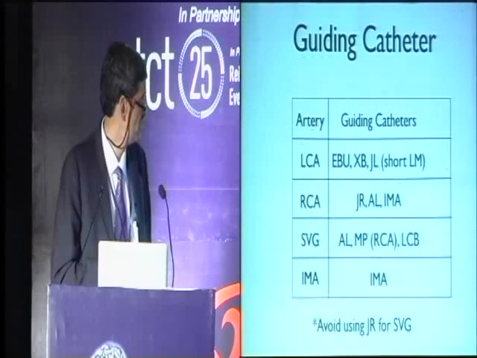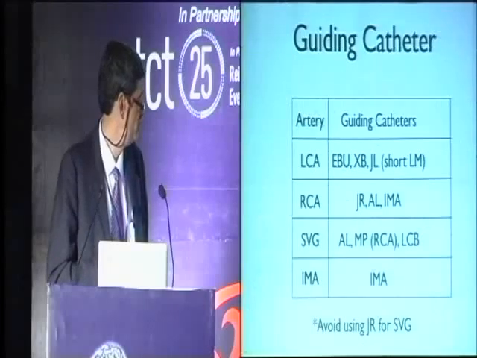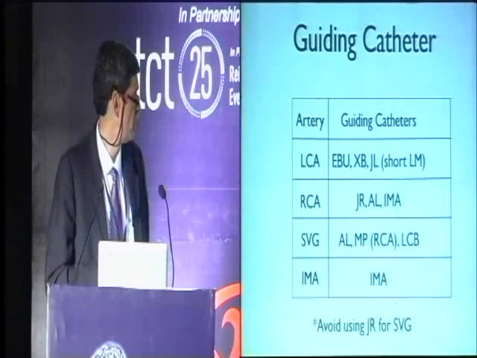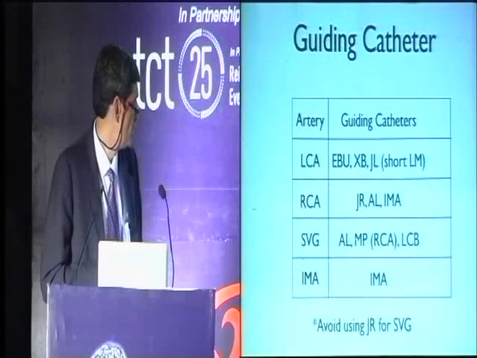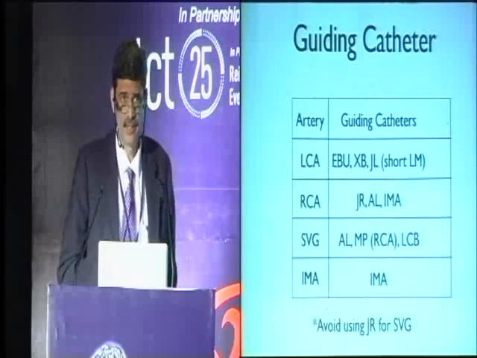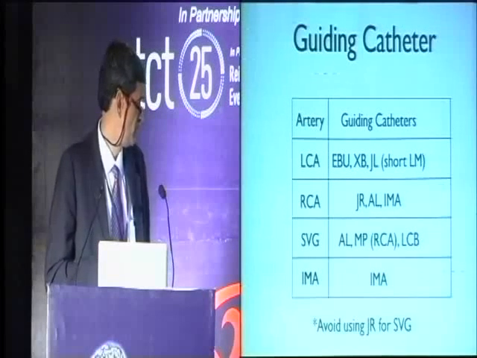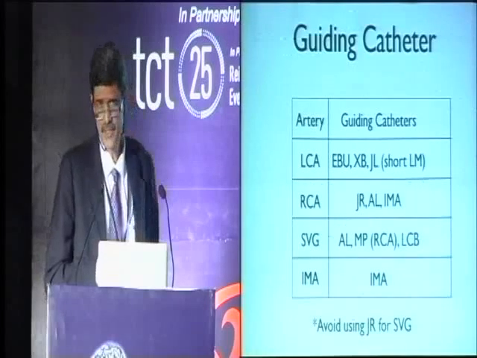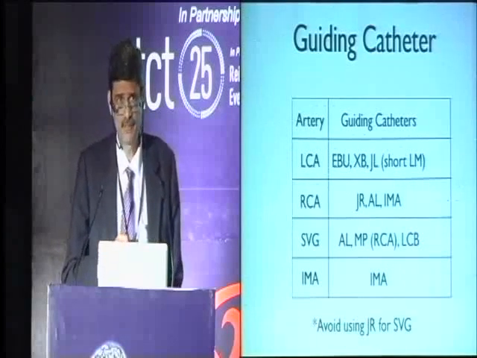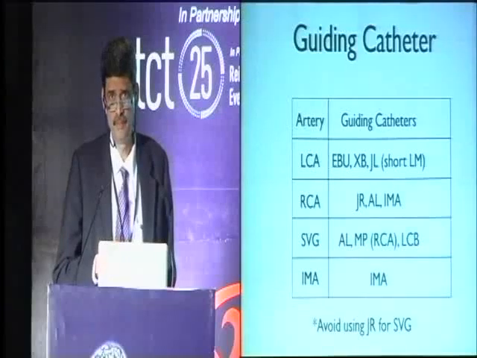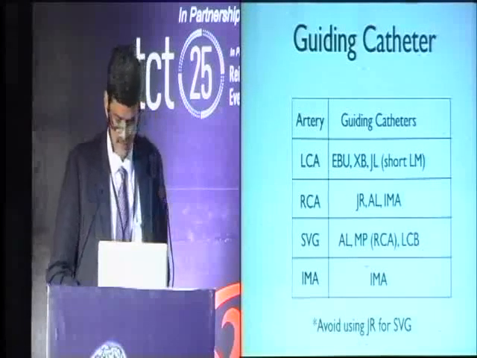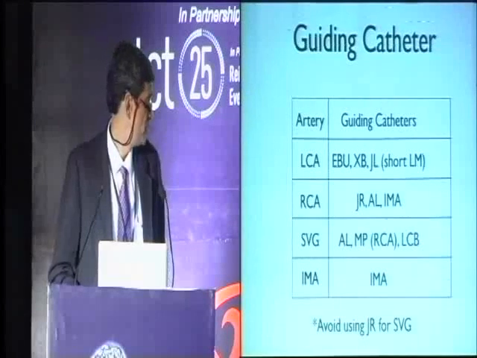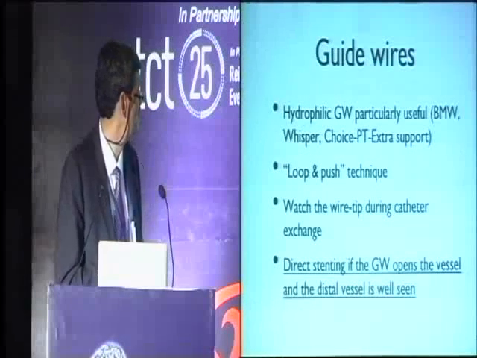For the right coronary artery, you use the JR, the Amplatz left or right, or the IMA catheter. For the SVGs, the Amplatz multipurpose or the left coronary bypass catheter, but always avoid using a JR for the SVG because it's good for diagnostic studies, but when you try to do a PCI, many times it doesn't provide adequate support. The IMA catheter is preferred for the LIMAs.